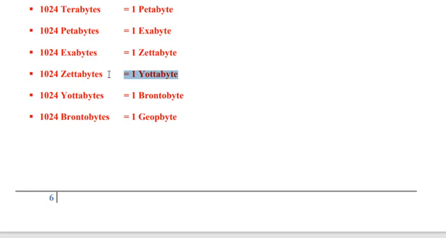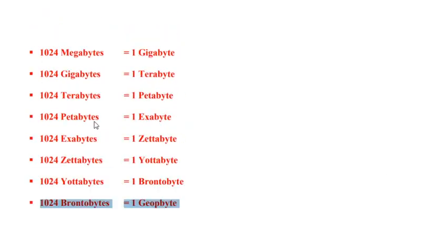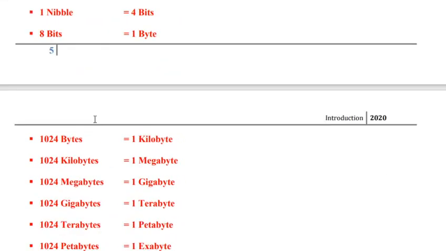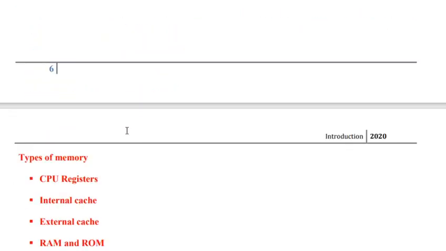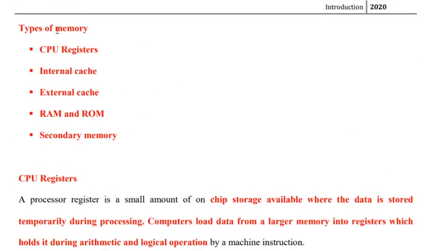1 yottabyte is a collection of 1024 zettabytes. 1 brontobyte is a collection of 1024 yottabytes. Likewise, 1 geobyte is a collection of 1024 brontobytes. So these are some of the standard notations used for representing collections of bits. Now, let us progress on with the types of memory.